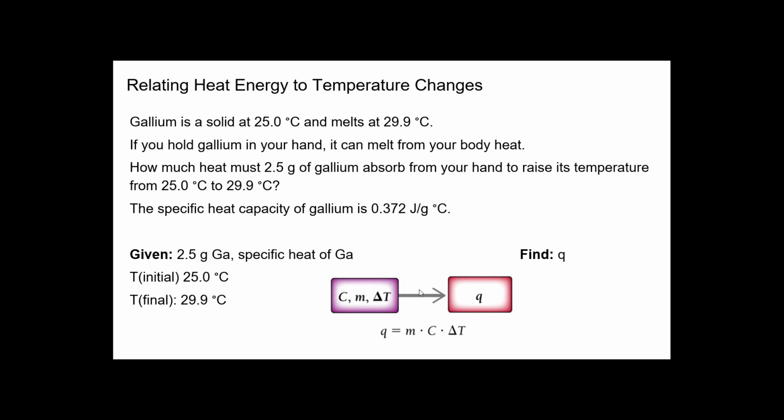Gallium is a solid at 25.0 degrees Celsius and melts at 29.9 degrees Celsius. If you hold gallium in your hand, it can melt from your body heat. How much heat must 2.5 grams of gallium absorb from your hand to raise its temperature from 25 to 29.9 degrees Celsius? You're also given the specific heat of gallium. So first we need to break this problem down.